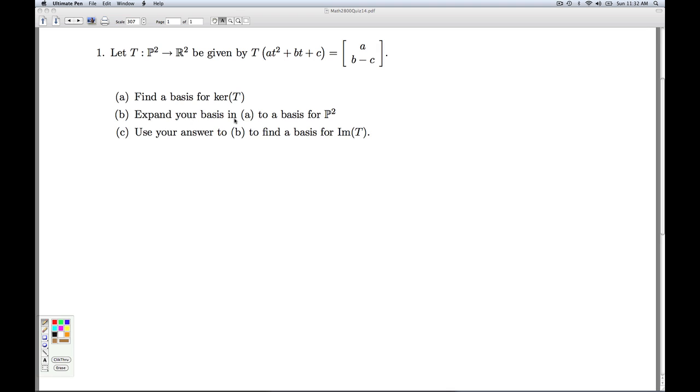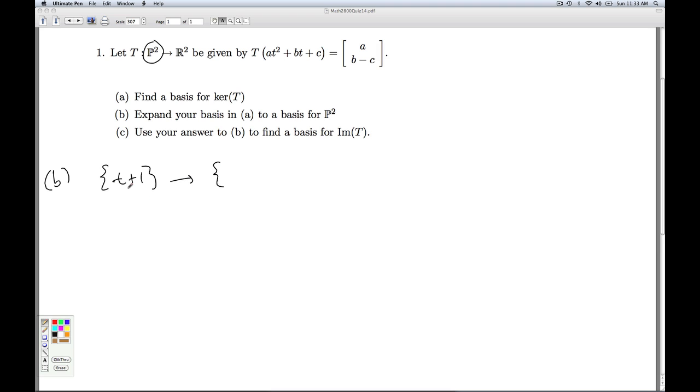Alright, so part B now, we're asked to expand the basis we found in part A to a basis for P2. And so we basically have to expand the set t plus 1 into a basis for P2. Now remember, we have a theorem that says given any linearly independent set of vectors in a vector space, we can always beef it up to a basis for the entire space. Since P2 is a three-dimensional space, I need to add 2 vectors to this to get it to a basis for P2. Alright, so I'm going to start building it up here.